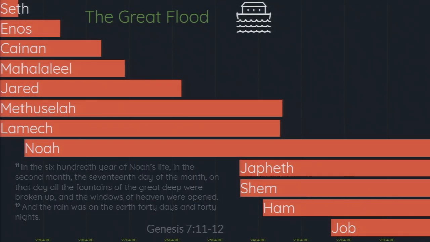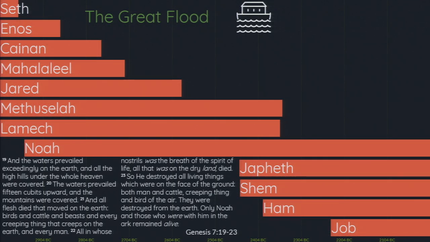Jump down to chapter 7, verse 19. And it says, "And the waters prevailed exceedingly on the earth, and all the high hills under the whole heaven were covered. The waters prevailed 15 cubits upward, and the mountains were covered." So 15 cubits above the mountaintops.